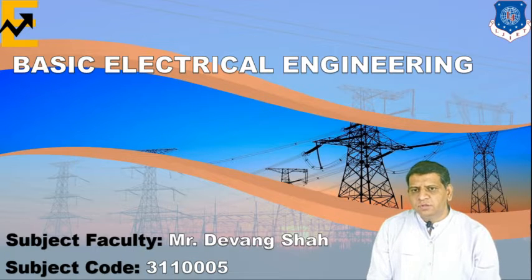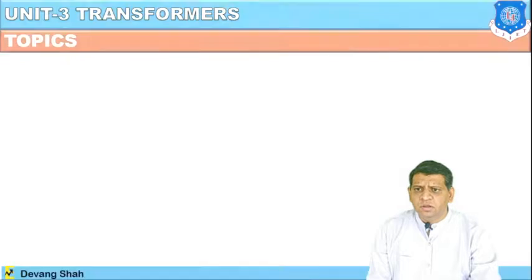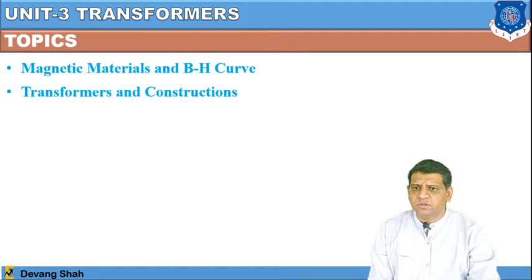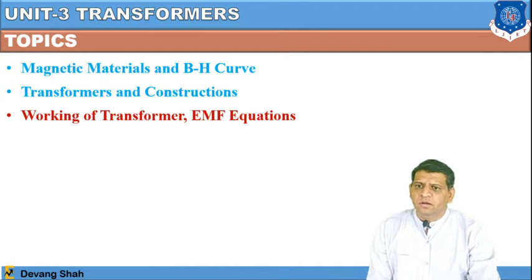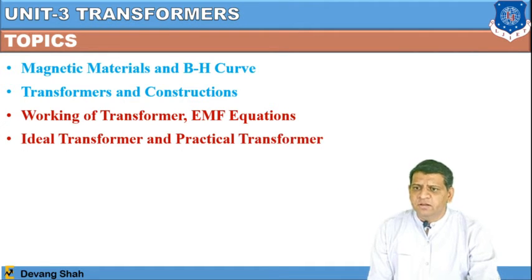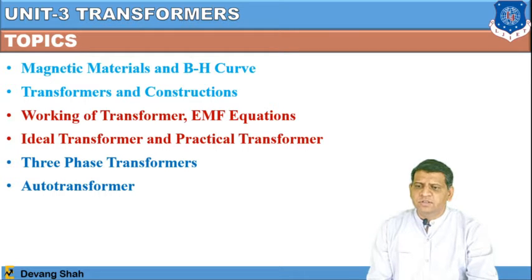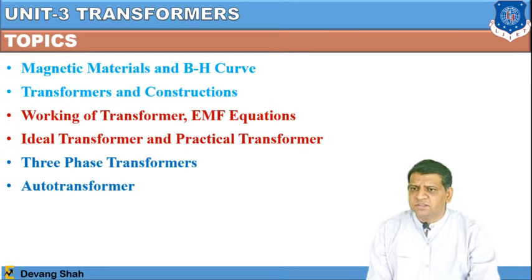We have been learning the subject basic electrical engineering, and so far we have learned about the topic called a transformer. In that we discussed the BH curve in our last session. Now in today's session, let us start with the transformers and their constructions. Then we are going to discuss the working of a transformer and EMF equations, then ideal transformer and practical transformers. Then we will discuss three-phase transformers, and lastly we will discuss the auto transformer, right? So let us start with the transformers and their construction.